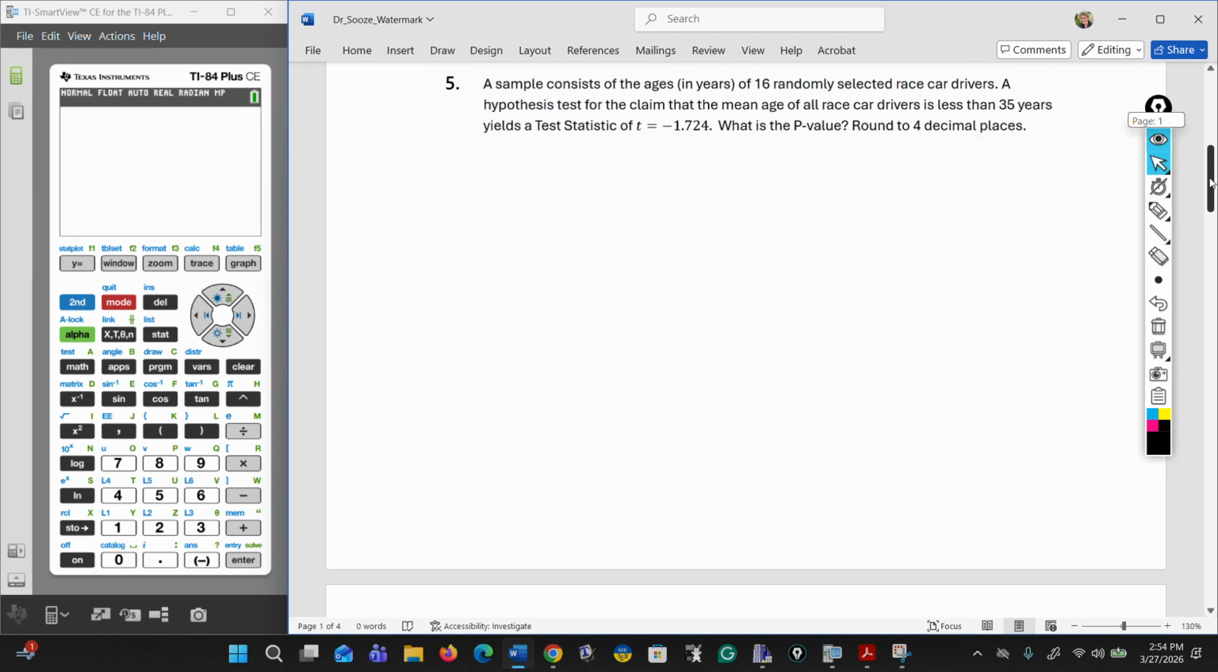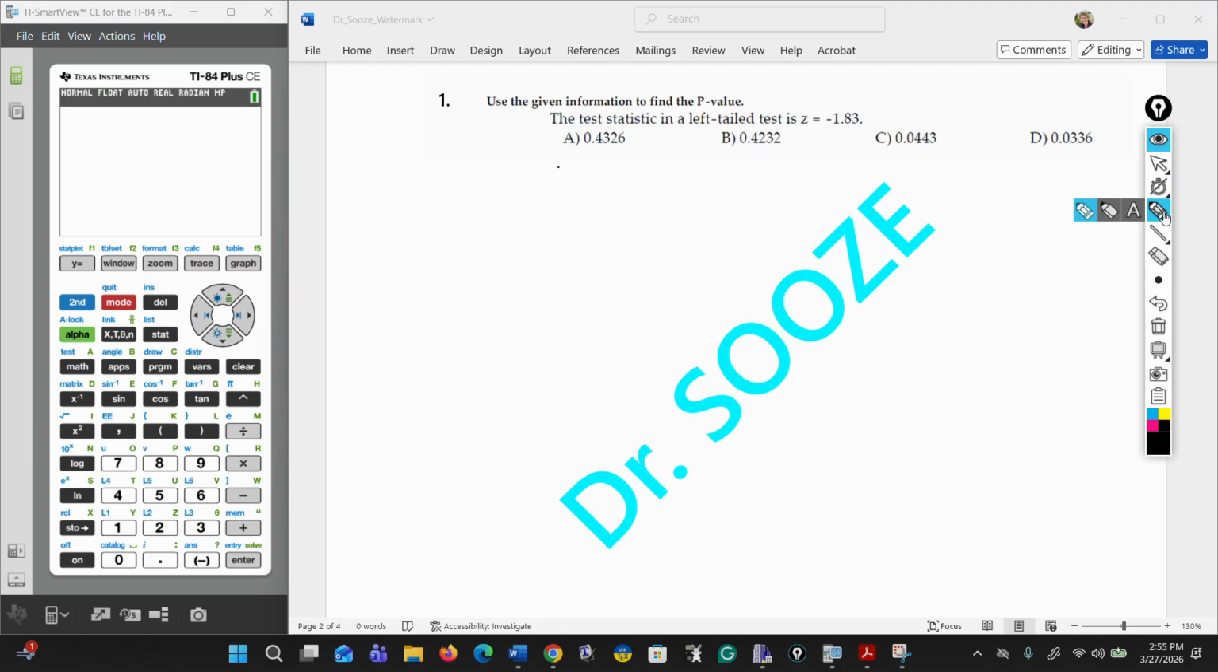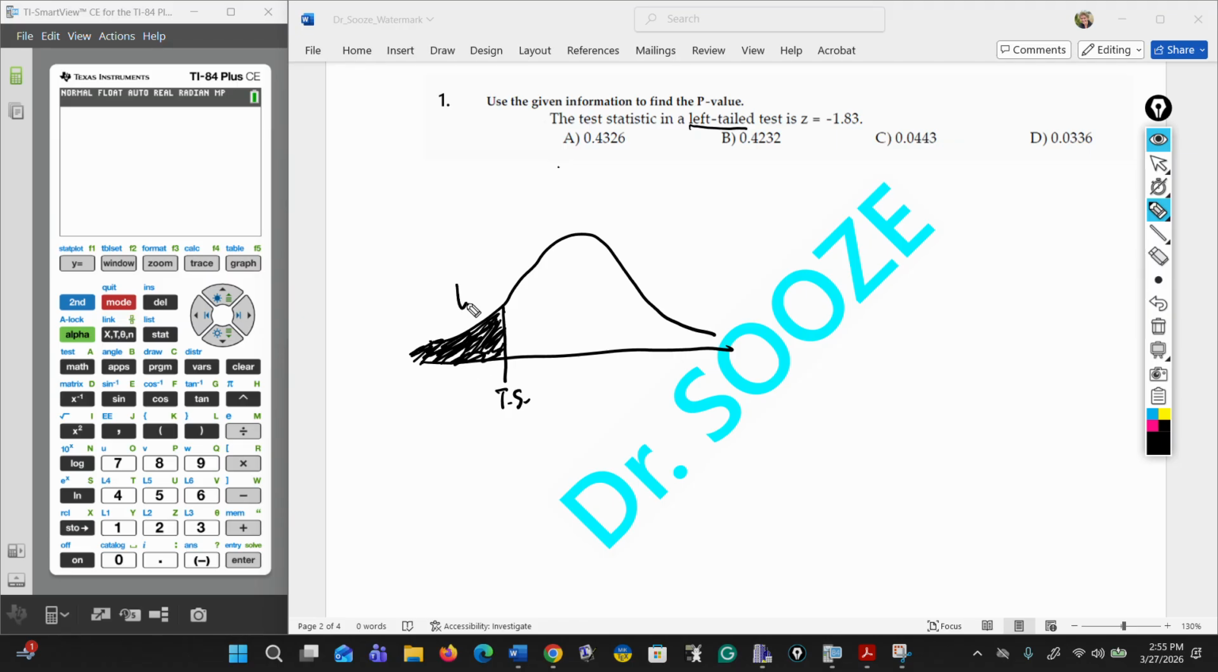I'll just come down here where I've got the first one set up. All right, so straight from the get-go in this problem, you're told that you have a left tail test. So the p-value is going to be the area in this left tail. That'll be our p-value, the shaded area. Now, the test statistic is a z-score.